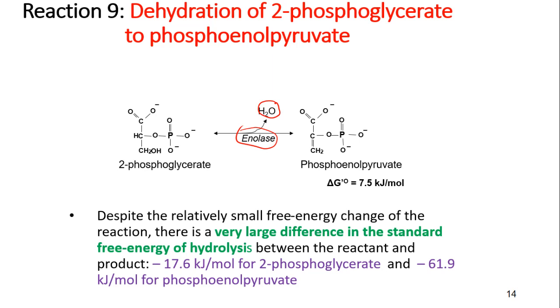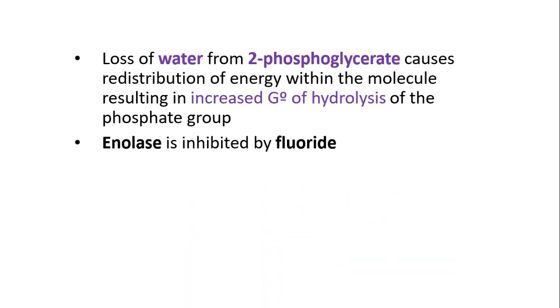Okay, now this enzyme enolase is normally inhibited by the presence of what? Fluoride. This enzyme enolase is being inhibited not by an enzyme, but by what? By fluoride.